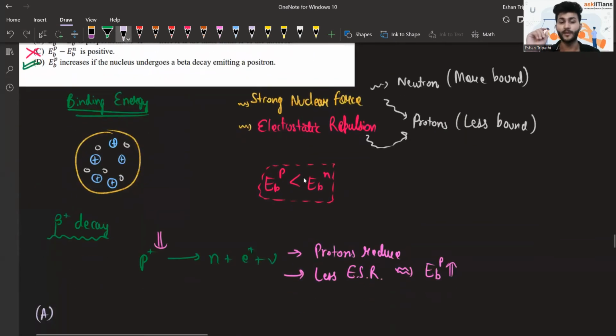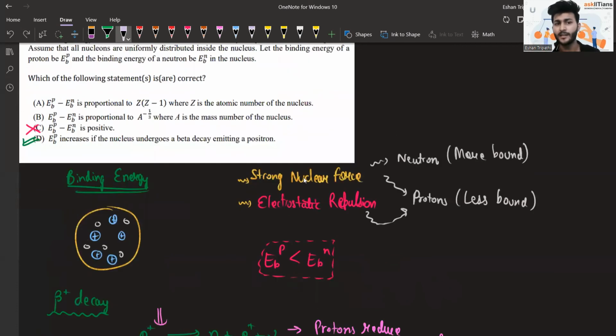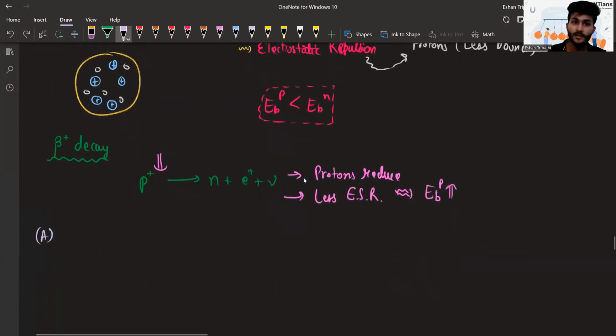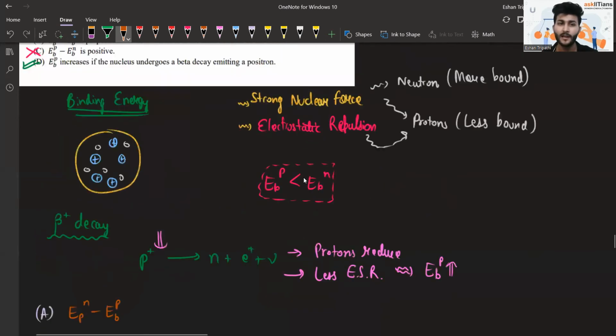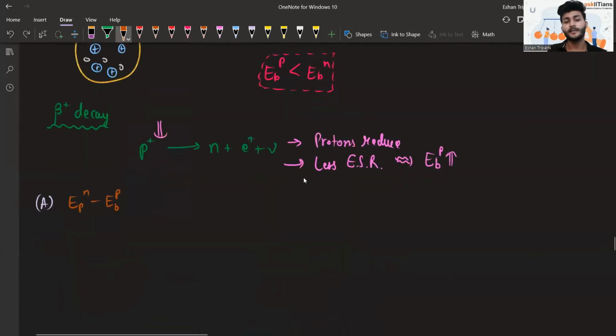If we think about the A option, they're asking about the difference in the binding energy of proton and neutron. Now, why is there a difference in the binding energy? There is a difference because of the electrostatic repulsion. Neutron has more binding energy, proton has less. But here they're asking proton minus neutron, so the answer will be negative. Why is this binding energy different? Because of repulsion between the first and second charge, second and third charge, third and fourth charge, and so on, pairwise.